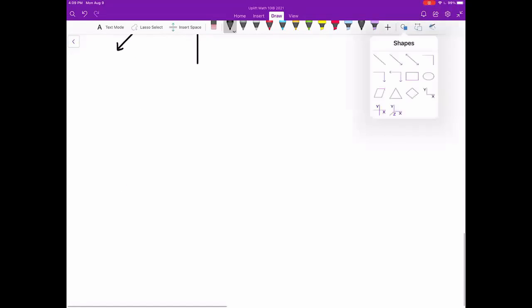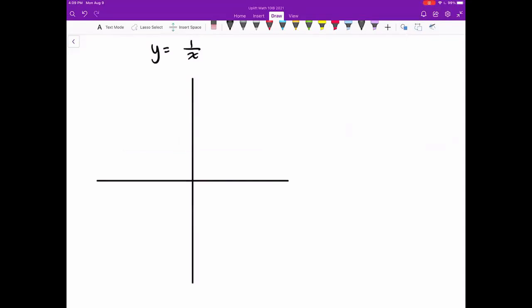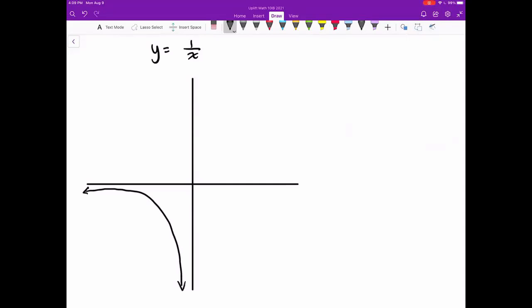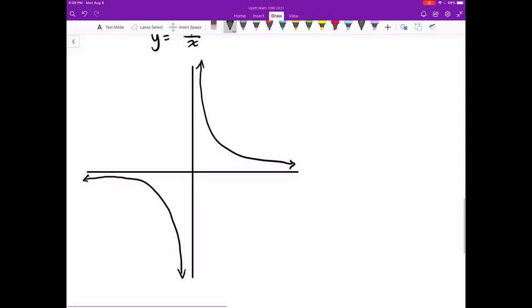We can also have another one where y is equal to 1 over x. This one's going to look a little more interesting. Here we can see that the domain and range increase and decrease infinitely. But we also notice that x isn't 0 and y isn't 0 as well.